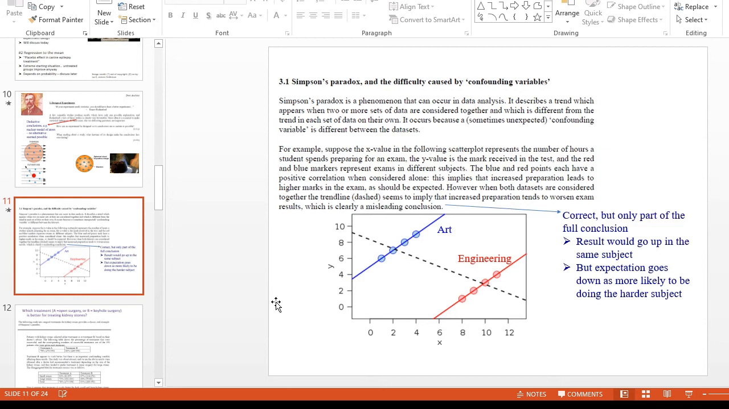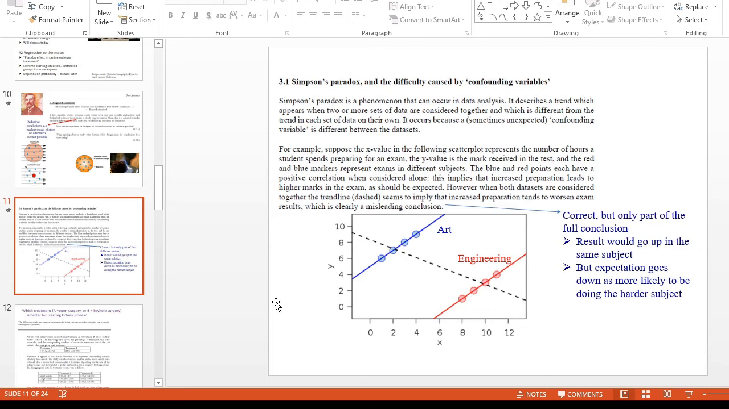More precisely speaking, Simpson's paradox describes a trend which appears when two or more sets of data are considered together, which is different from the trend in each set of data on their own. And it occurs because a sometimes unexpected confounding variable is different between the data sets. So we have this example here of some numerical data which features Simpson's paradox.